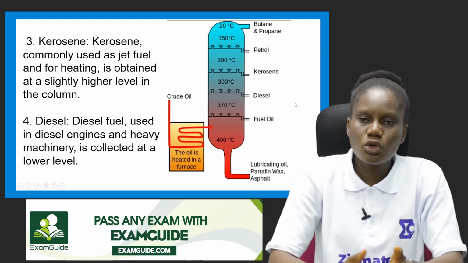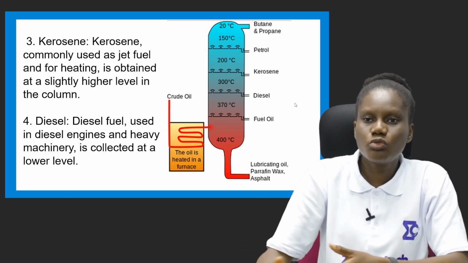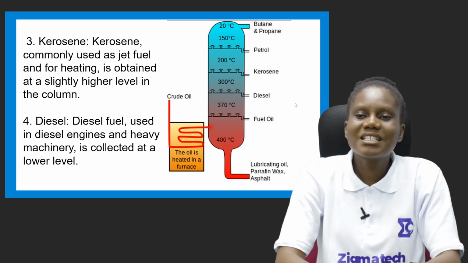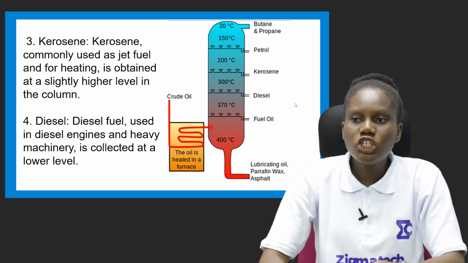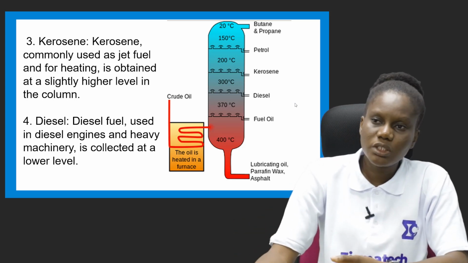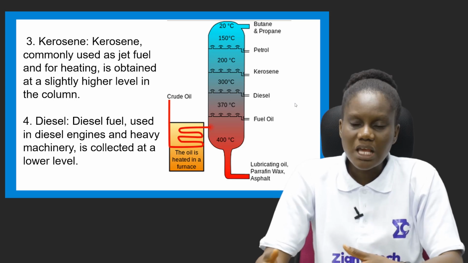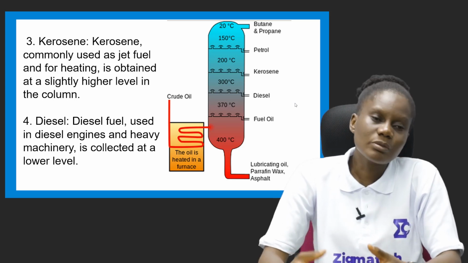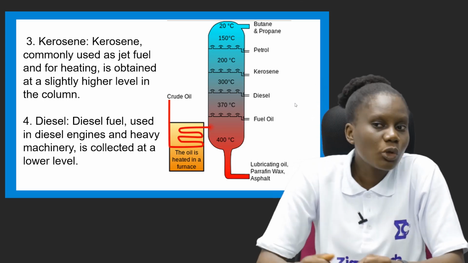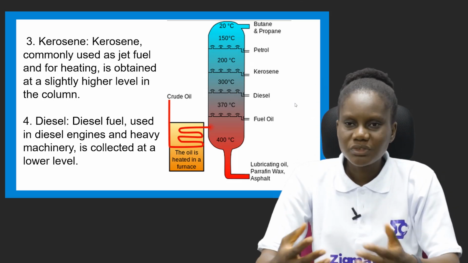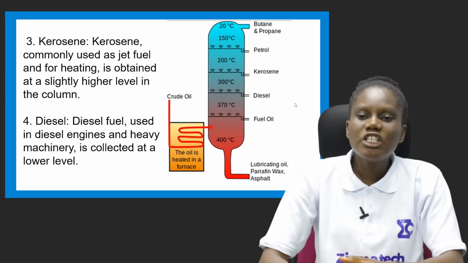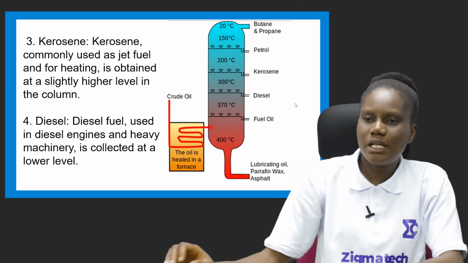The next you have is your kerosene in the fractionating tube. Your kerosene, commonly used as jet fuel and for heating, is obtained at a slightly higher level in the column. And if you look at the diagram very well, you see it at 200 degrees centigrade. Then you have your diesel. Diesel is a heavy fuel, and it is used by heavy machineries such as your train and some buses and heavy truck duties. They all use diesel. So diesel fuel used in diesel engines and heavy machineries is collected at a lower level.